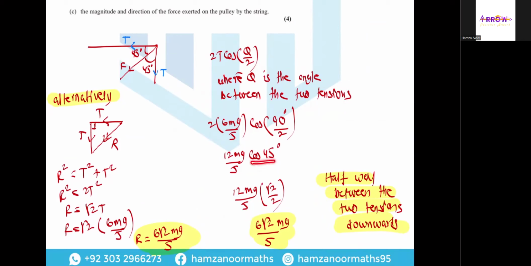Since the value of cos 45 is root 2 over 2, so 12mg over 5 multiplied by root 2 over 2. This will give you 6 root 2 over 5 into mg Newton. Alternatively, using the head-to-tail rule concept, R squared is equal to T squared plus T squared. So R is equal to root 2 into T. So root 2 multiplied by 6mg over 5, so 6 root 2 mg over 5.